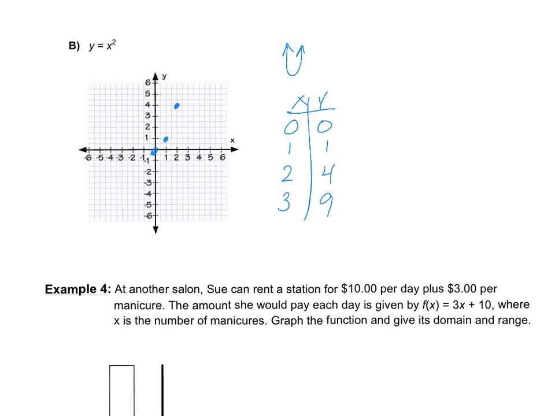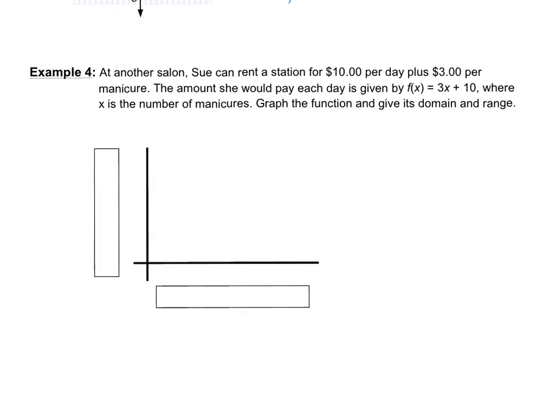Notice I'm already off my straight line. 3, 9 would be something like this. And so this is going to form a parabola. If I had picked negatives, it would have actually been a mirror image on each side there. So y equals x squared forms a parabola, and so it's not linear. It is a function, but it's not linear.